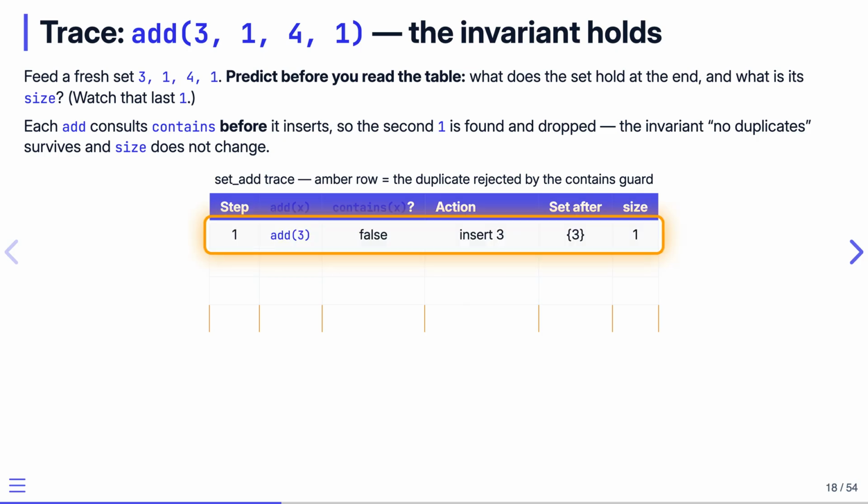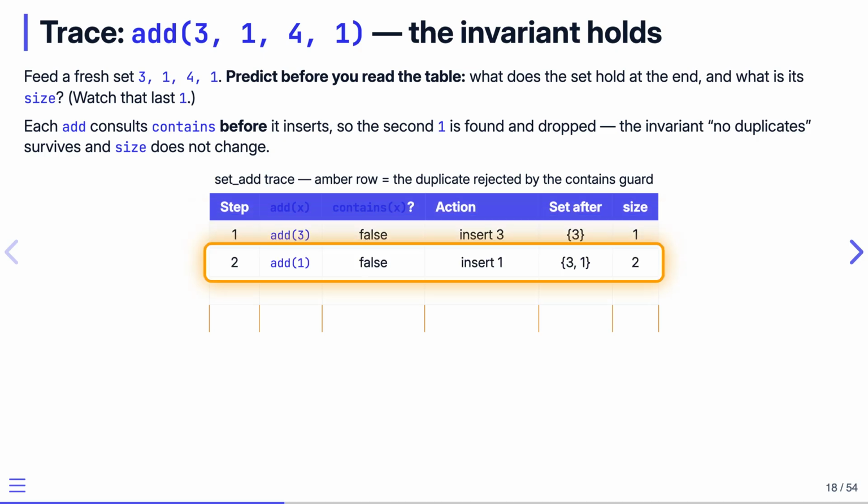Step 1, we call add of 3. First contains checks, is 3 there? No, it is false. So we insert 3. The set now holds 3 and the size is 1. Step 2, we call add of 1. Contains checks for 1 and finds nothing, so it is false. We insert 1. The set now holds 3 and 1 and the size is 2.